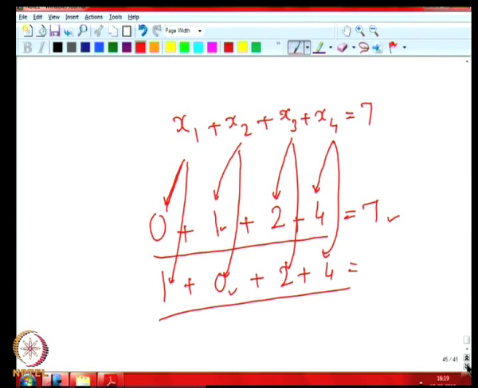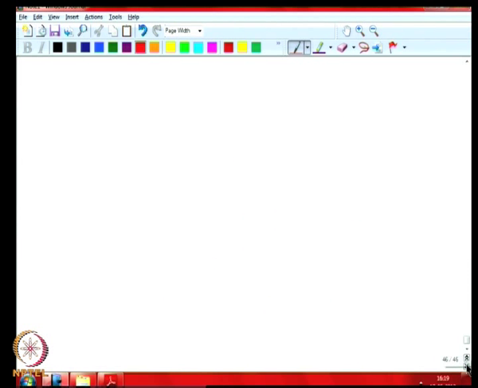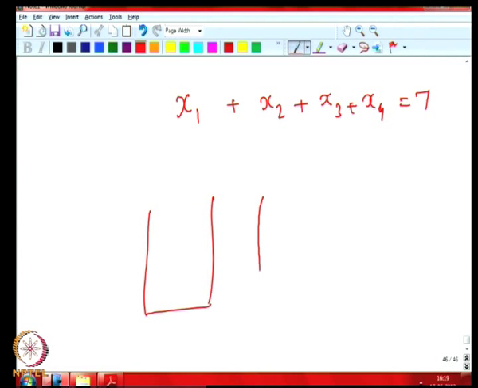For instance, if you want to write down all these things, of course we can try to do that, but rather than trying to do such an enumeration and waste time, we would try to establish the correspondence between this problem and the earlier two problems. So here you can see that x1 plus x2 plus x3 plus x4 equal to 7 is the equation. Now let us have 4 boxes.